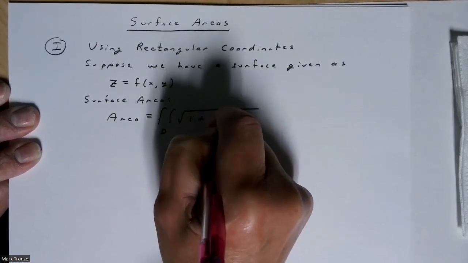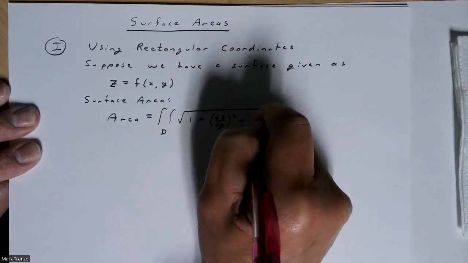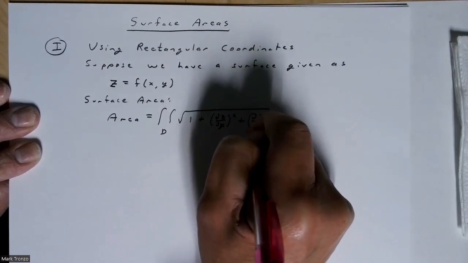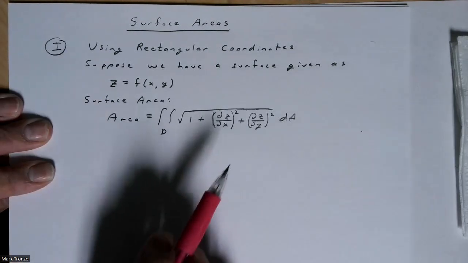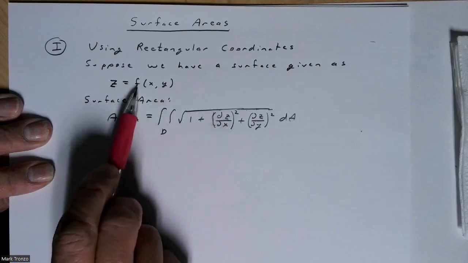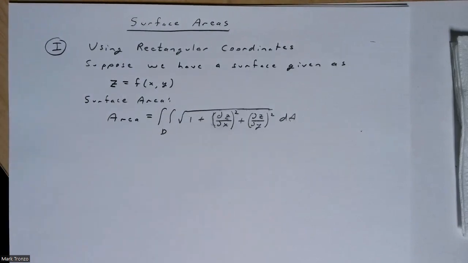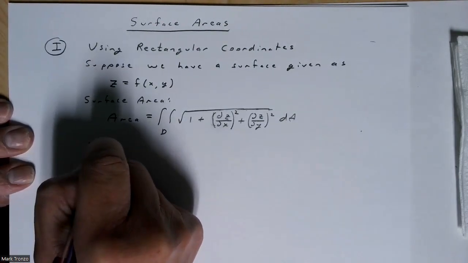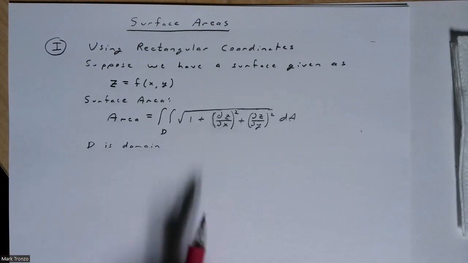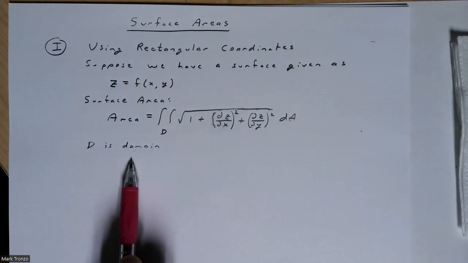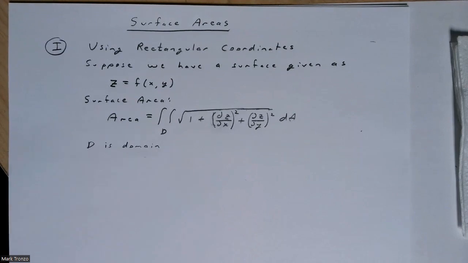with a square root of 1 plus dz dx squared plus dz dy squared dA. So the partial derivative of z with respect to x, that's squared. Partial derivative with respect to y, that's squared, all under the square root dA, where D is the domain. And in this case, usually, or at least very often, this domain will be the domain in the xy plane, over which you want to find the area. So you want to find the area over, say, this domain in the xy plane.